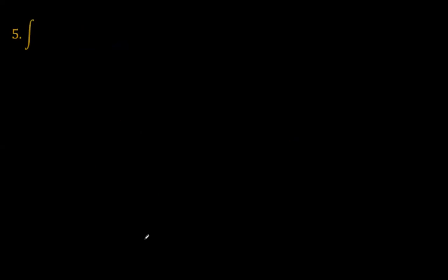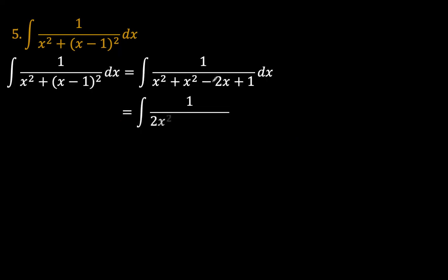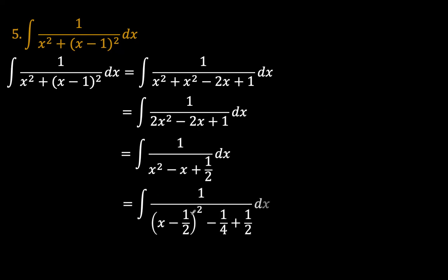Okay. Problem number 5 is the integral of 1 over x squared plus (x minus 1) squared. So we can expand the denominator. So we have x squared plus x squared minus 2x plus 1. So this becomes 1 over 2x squared minus 2x plus 1, divided through by 2. So we have 1 over x squared minus x plus a half. And so this is the same as (x minus a half) squared minus a quarter. And then we add the half. This is the integral of 1 over (x minus a half) squared plus a quarter.